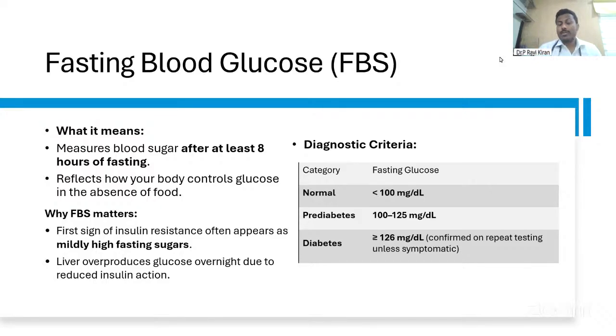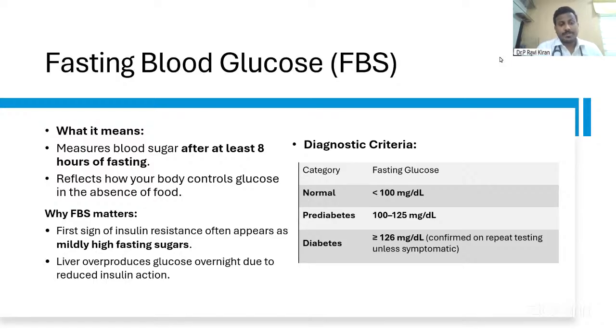Also, the prior night we have to consume a light meal, not less, not more, which can affect our sugars, but a light meal of around 300 to 350 kilocalories. Give the fasting blood sugars early in the morning, immediately after waking up, so that we get a correct value. It reflects how your body controls glucose in the absence of food.